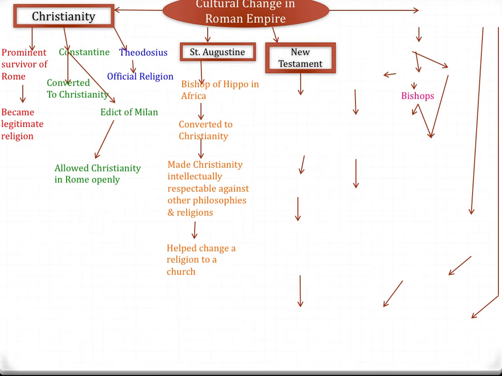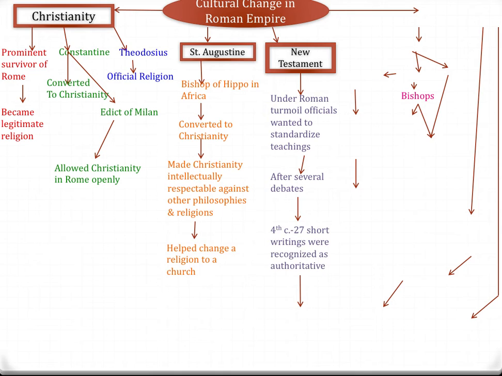One of the important things we see is the New Testament. Under Roman turmoil, officials wanted to standardize the teachings. They said, you know what, we have so many teachings, and we need to figure out which ones are the most important. And so they had several debates over those teachings. By the 4th century, they found 27 short writings that were recognized as authoritative, that, yes, we see commonalities in these writings over and over again. This is what we're going to use to help create the New Testament.